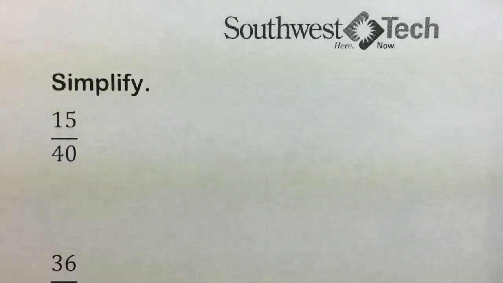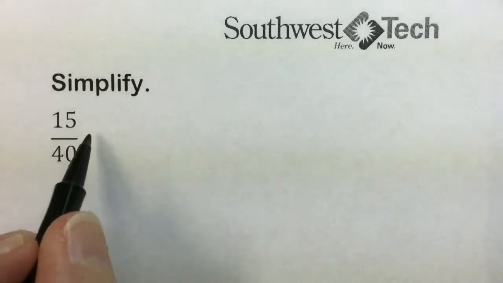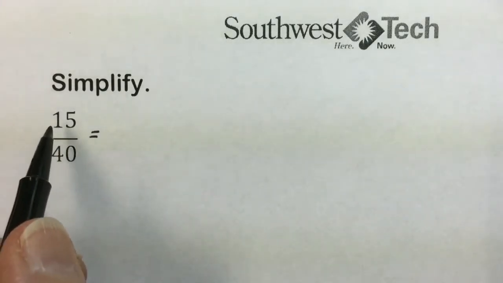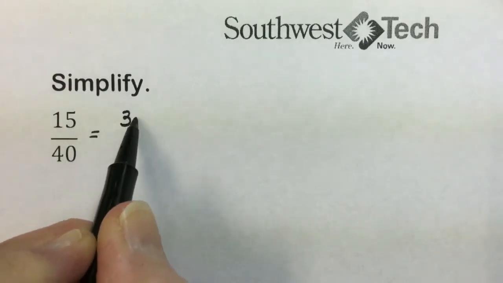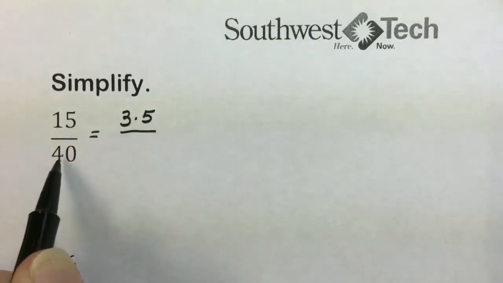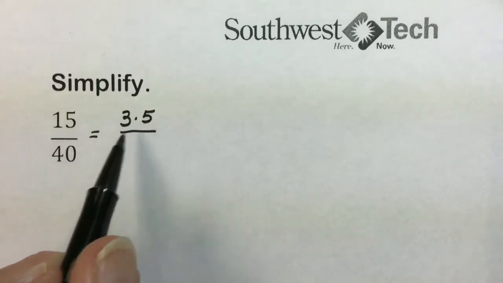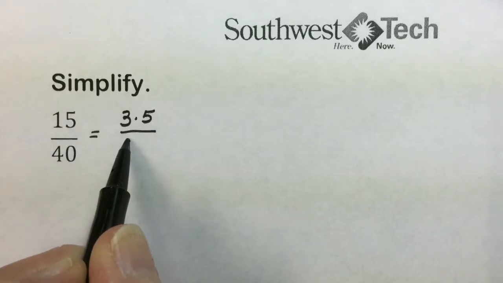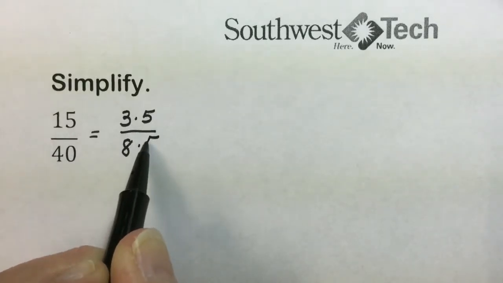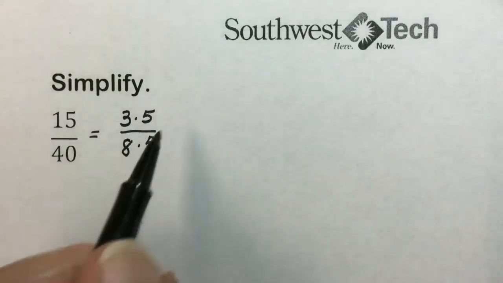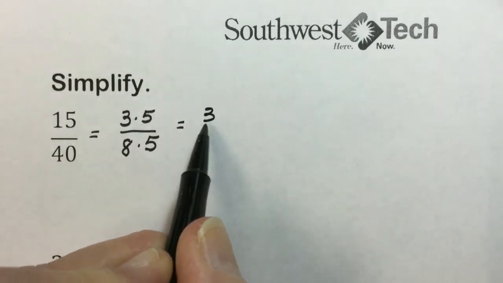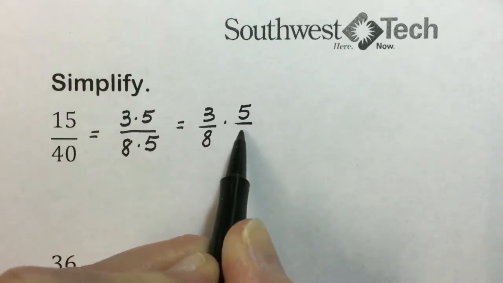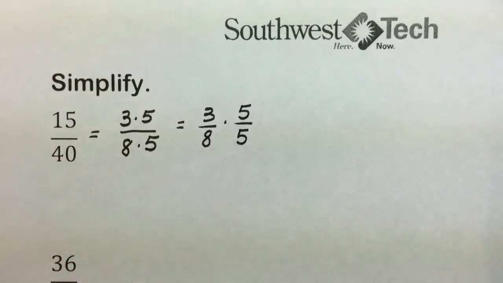Let's take a look. So 15/40 can be broken down into, for the numerator, 3 times 5, and the denominator, since we have a factor of 5 which is part of 40, we will break it down into 8 times 5. This results in the equivalent of 3/8 times the fraction 5/5.